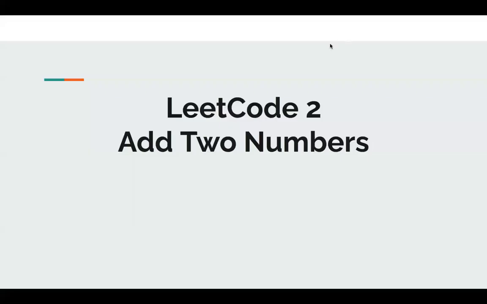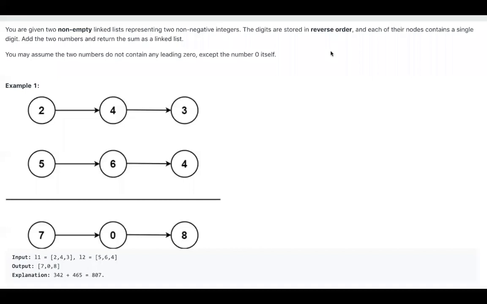Hi folks, let's solve LeetCode 2, Add Two Numbers. The problem is straightforward. Given two linked lists, return the sum of the linked lists. So we need to return a new linked list.